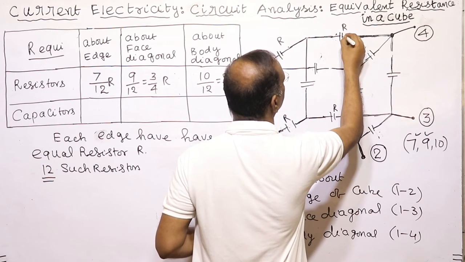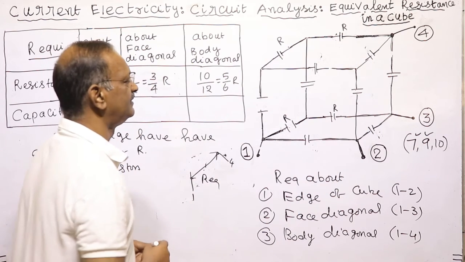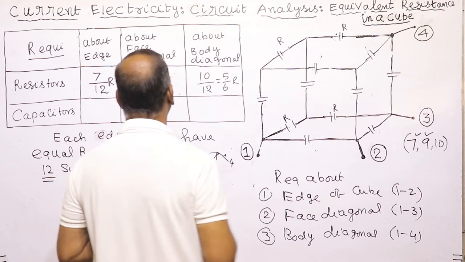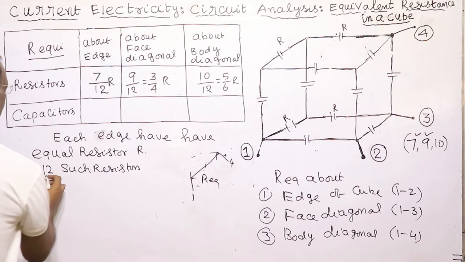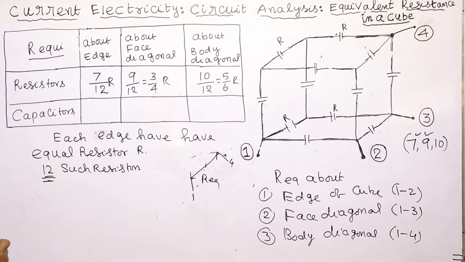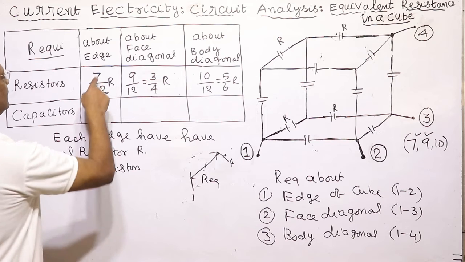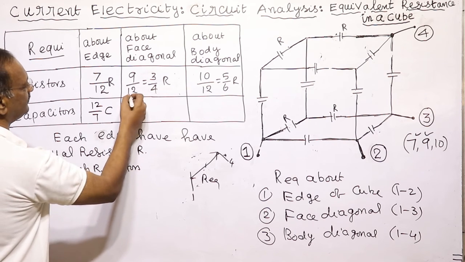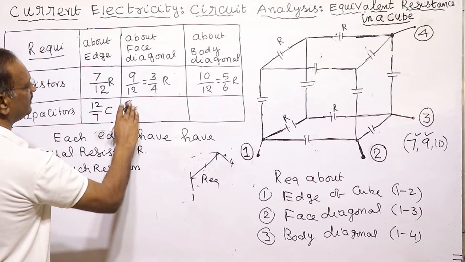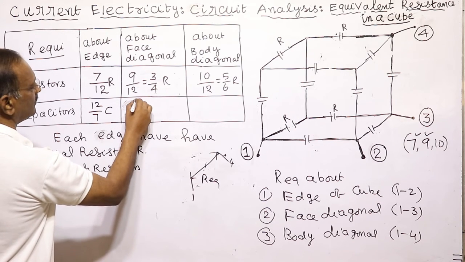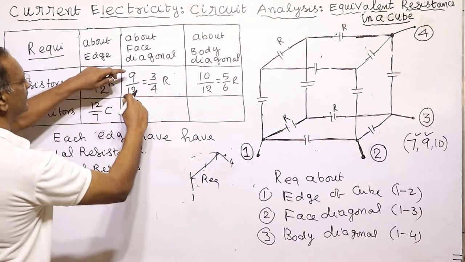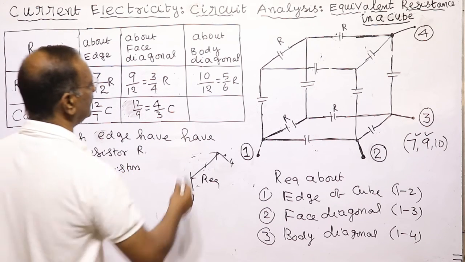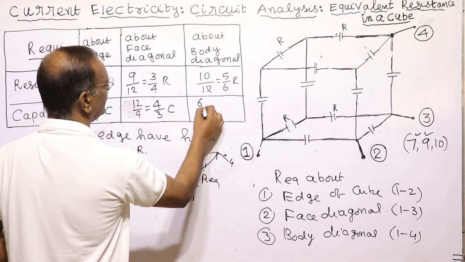So now we have replaced it with capacitors. There are this many capacitors now. If it is replaced with capacitors, how will we do it? We use the same funda, 12 such resistors, and reverse it. For capacitors we reverse it: 12 by 7, 12 by 9. Just invert it, that is 4 by 3. Then 10 by 12, that is 12 by 10, that is 6 by 5.